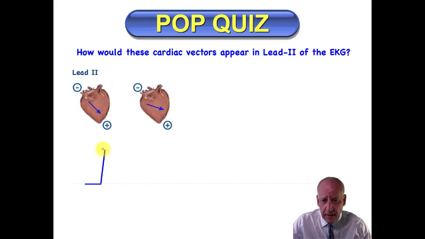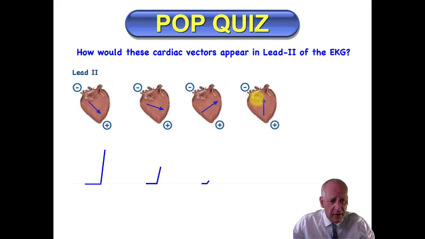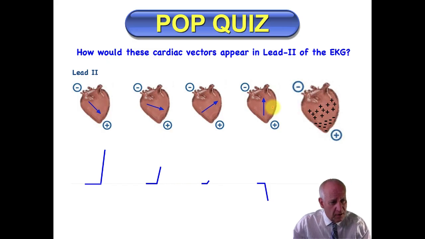How about this one? This vector is angled a little bit away from parallel on lead 2, so we would see a smaller deflection. Still positive, still pointed toward the positive pole of the lead axis. How about this one? Well, this vector happens to be almost perpendicular to the lead axis, still a little bit positive, so we see a very small positive deflection. And finally, this vector is pointed away from the positive pole, more toward the negative pole, so we would see a negative deflection.